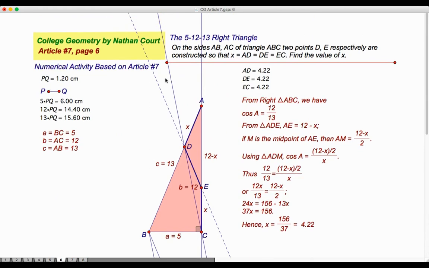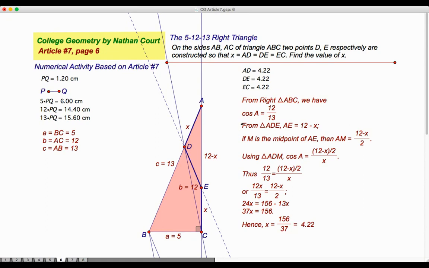And that is the 5, 12, 13 triangle. I think everything is easy, but the takeaway here is that we need to adjust our construction, because in this case, cosine A, again from the right triangle, is equal to 12 divided by 13. But from triangle ADE, AE is equal to 12 minus x. And if M is the midpoint of AE somewhere here, then AM is equal to 12 minus x over 2.